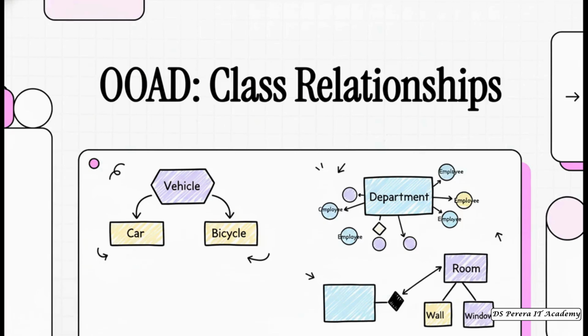All right, welcome everyone. Today, we're going to dive right into something that's at the very heart of good software design, and that's the fundamental relationships between classes in object-oriented programming. Seriously, getting a grip on these is absolutely crucial if you want to build applications that are robust and well-structured.